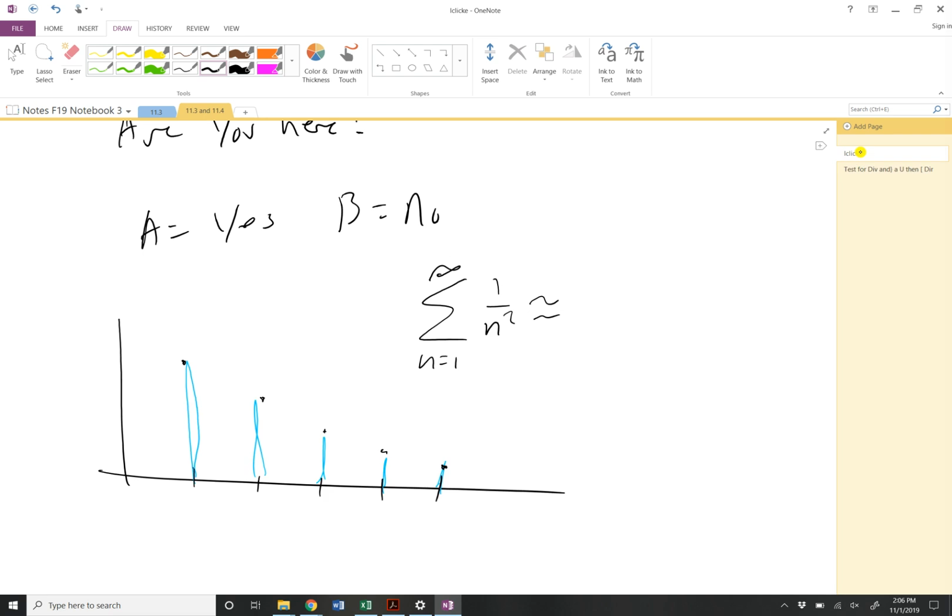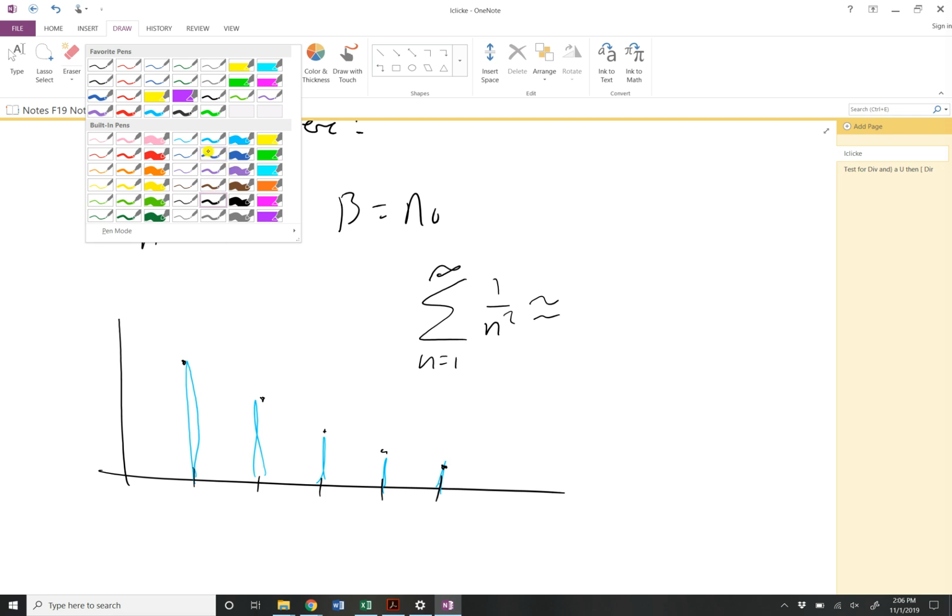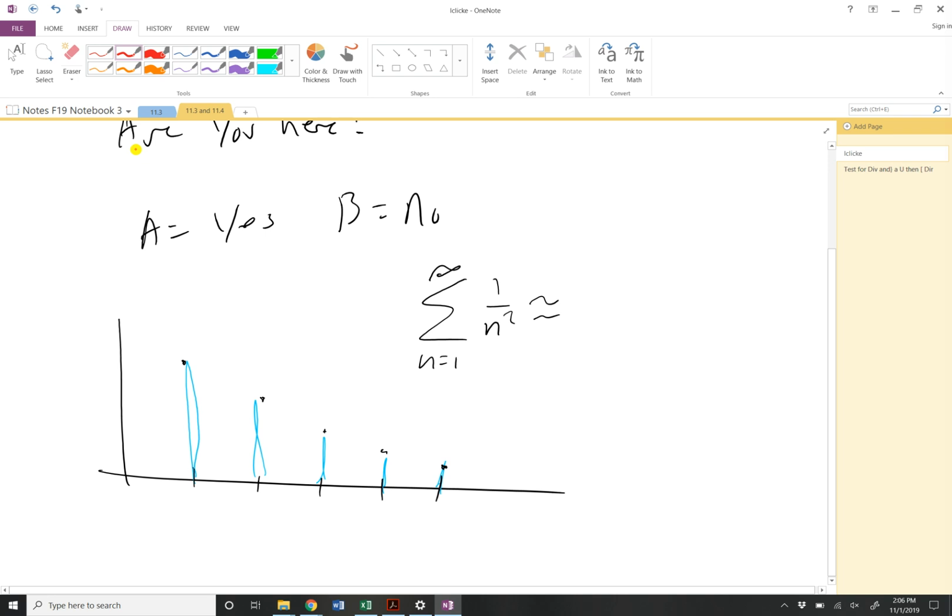But okay. Let's look at this example. I want to talk about the way we use integrals to approximate things. Here I've got 1 over n squared. I'm just going to add up the first 3 terms, but I'm going to represent it by drawing the rectangles to my right.